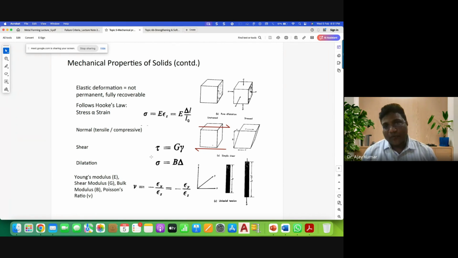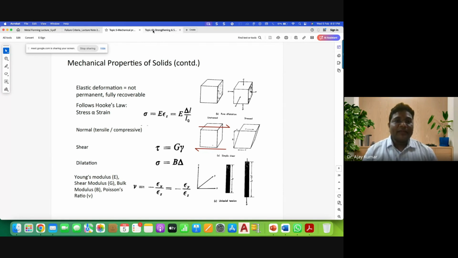Elastic modulus is a material property, and basically elastic modulus is linked with the bonding in the material. So you must know about different types of bonding. We have primary bonding and secondary bonding. If you can alter the bonding in the material, you can alter the elastic modulus of the material. So that is what you have to understand.